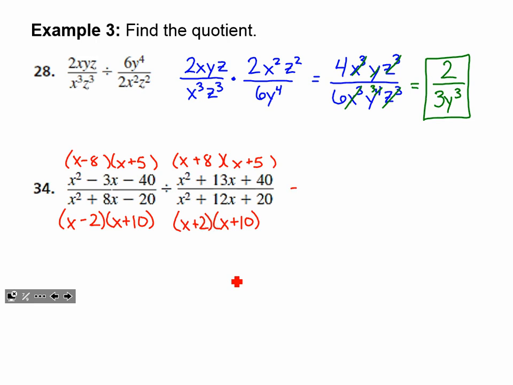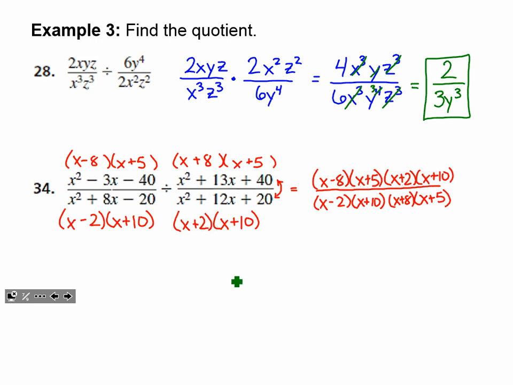Now let's show that we can hook up those trains using the reciprocal. So I've got x minus 8 times x plus 5 times, when I do the reciprocal, x plus 2, x plus 10. Okay, some people choose to show a little arrow or something as a reminder. You can do that if you want. Then I want the first denominator, x minus 2 times x plus 10. And then for my reciprocal, x plus 8, x plus 5.